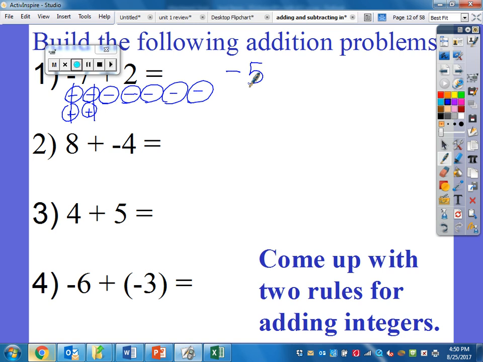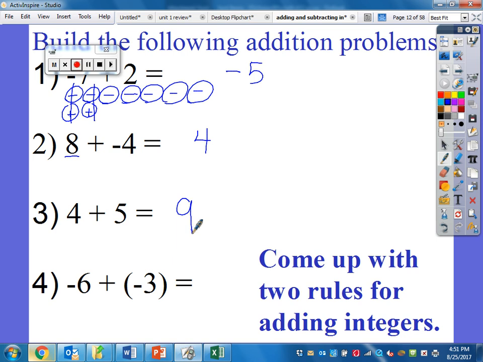I could do the same with 8 positive chips and 4 negative chips, and I'll be left over with 4. Now my 4 is going to be positive because I started with 8 positive chips, and there was only 4 of the negative ones. So I know I'm going to have the positive chips left over. I like number 3 because 4 plus 5 is something you learned from your first grade teacher. It's just 9, a positive 9.